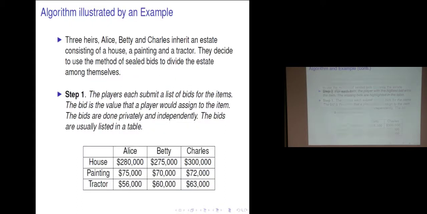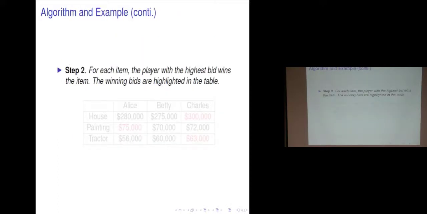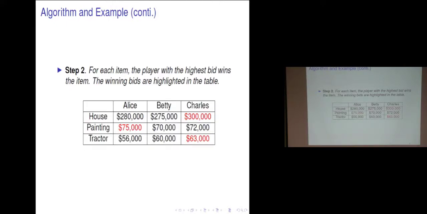So we just started. The scenario is there are persons A, B, C, and they want to divide these items fairly. We are going to use an algorithm called sealed bids. It does the following. First, everybody must bid. They must give values, in their mind, of what the items are worth. Step two will give the item to the person with the highest bid. So far we are here.